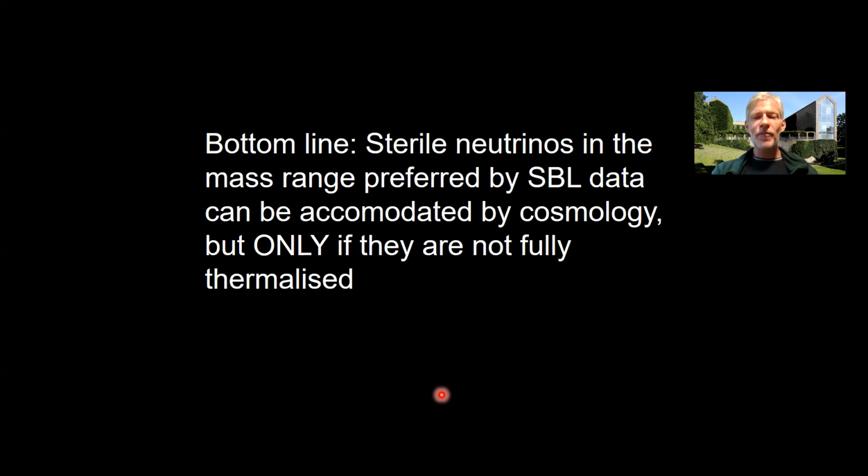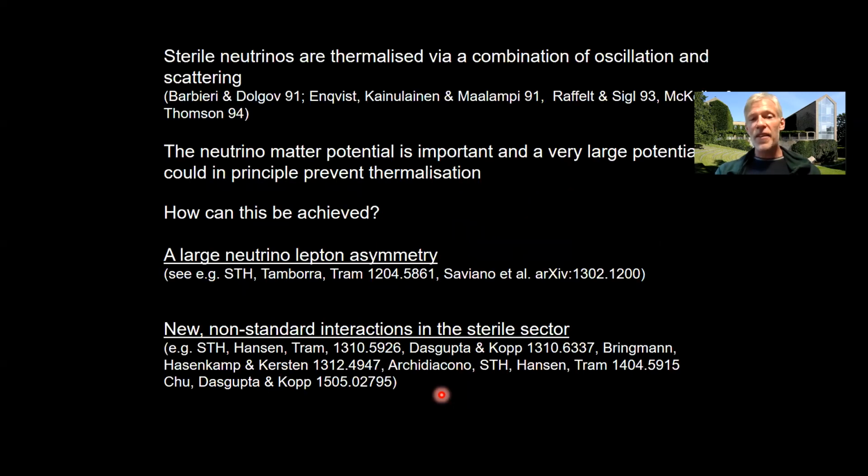Now, the bottom line of all these analyses is that sterile neutrinos in the electron volt range are not allowed by cosmology. They cannot be fully thermalized. In fact, they can be only very marginally thermalized in the early universe. And that's problematic because if you look at the kind of mixing angle that is required for the short baseline anomalies to be explained in oscillation data, such neutrinos would be fully thermalized through a combination of scattering and oscillation in the early universe, and that would be very highly at odds with cosmology, something like at the 5 to 6 sigma level.